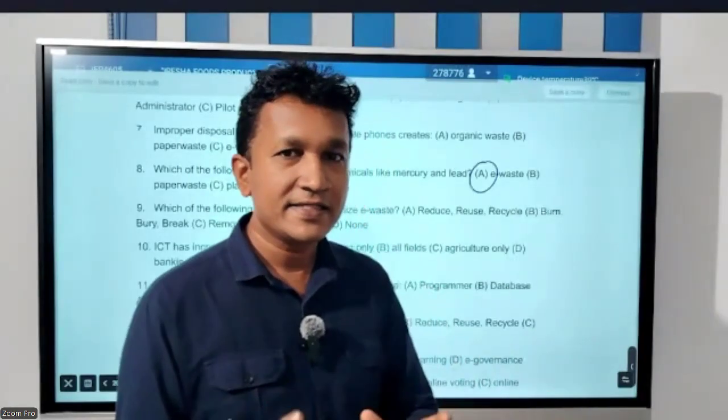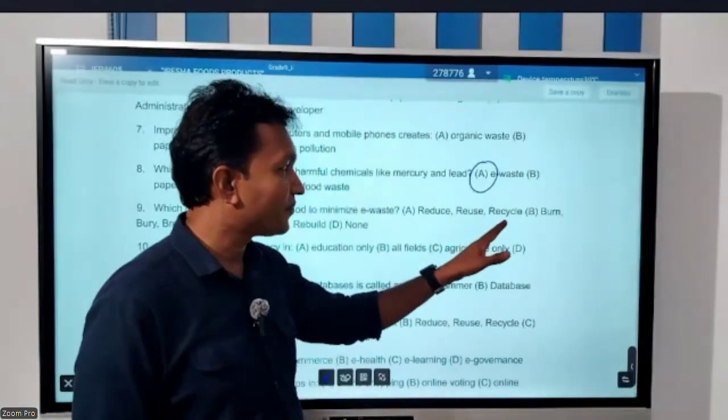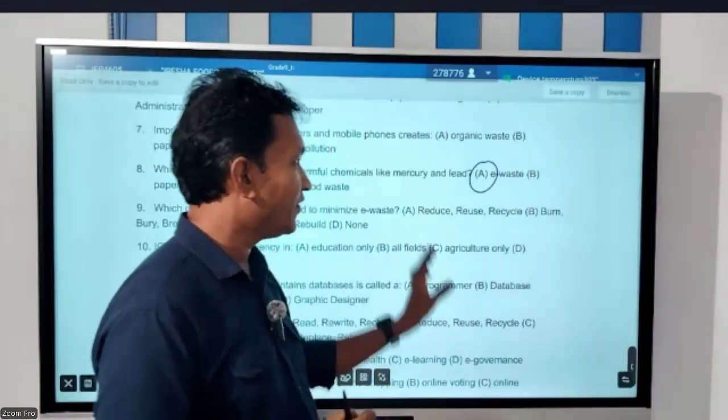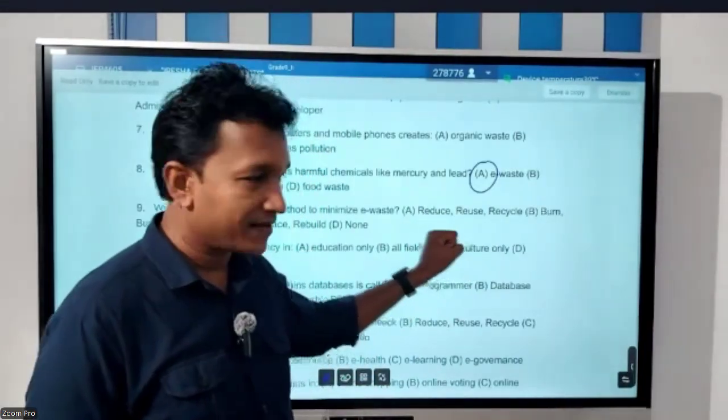Right? That is the meaning of recycle. So those kinds of ways we can reduce the e-waste. We call it the 3R concept. Very good.